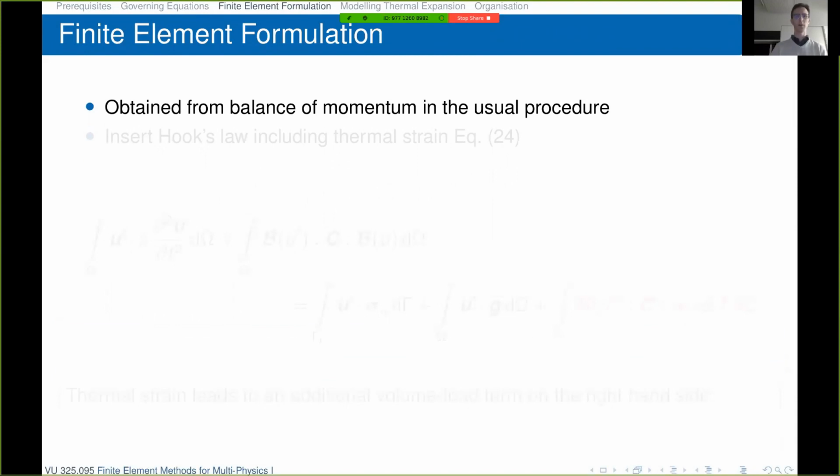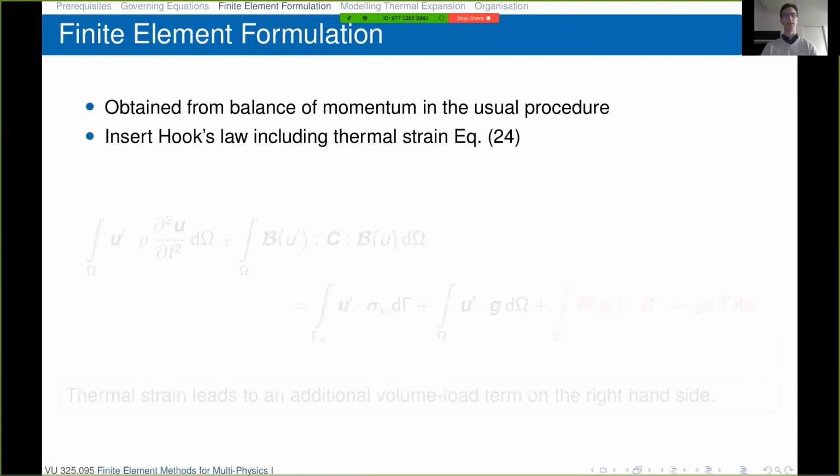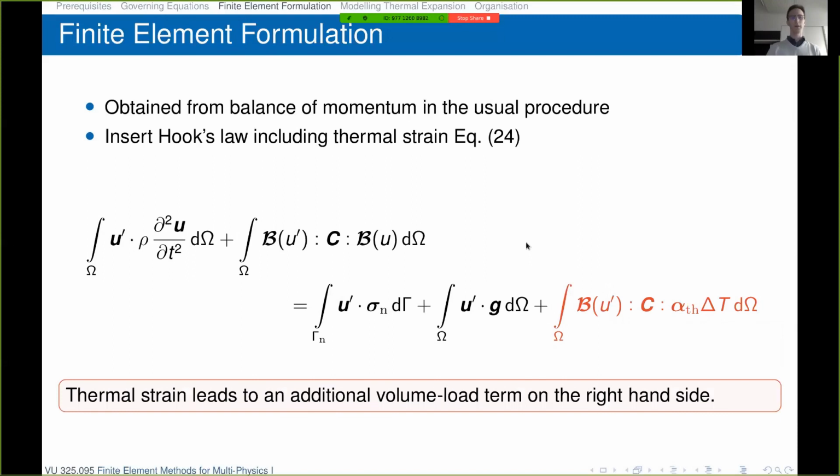look at now. So we want to derive the finite element formulation. We're not going to do this in detail since it's very straightforward. So you start from the balance of momentum in the usual procedure. So you do the integration by parts and you insert your boundary condition and you insert your Hooke's law now, including thermal strain. And what then results is the following weak form, where we have the stiffness term that we had usually. We have, of course, the mass term also, and we have our boundary terms, they are unchanged.